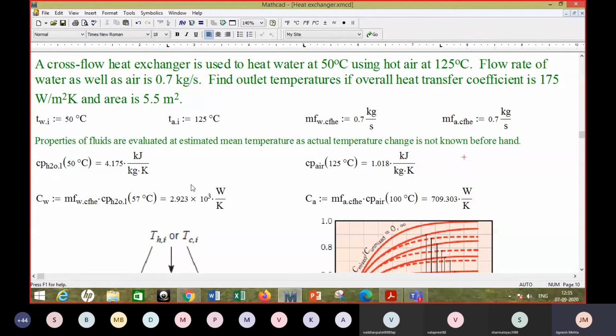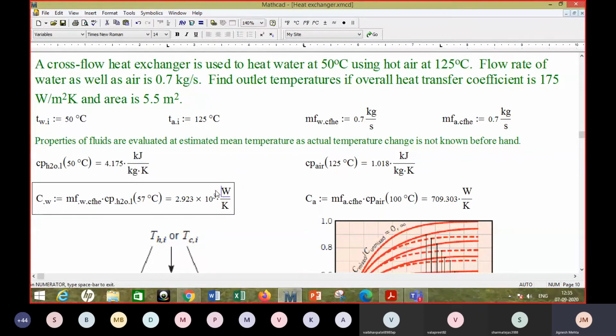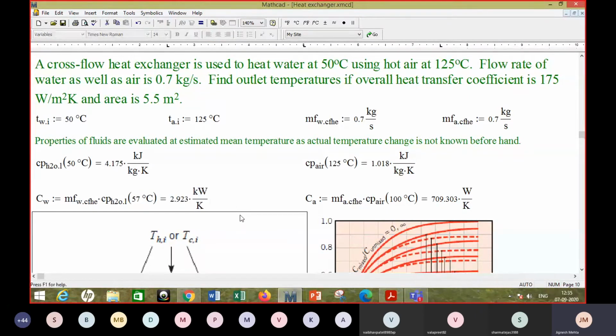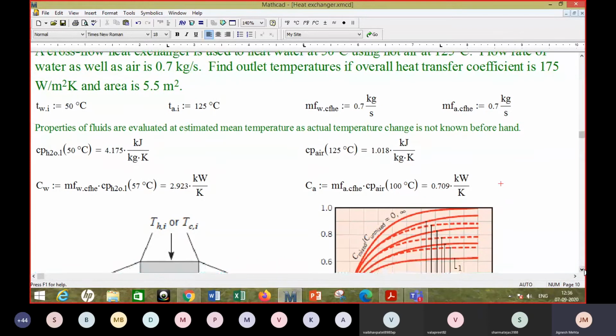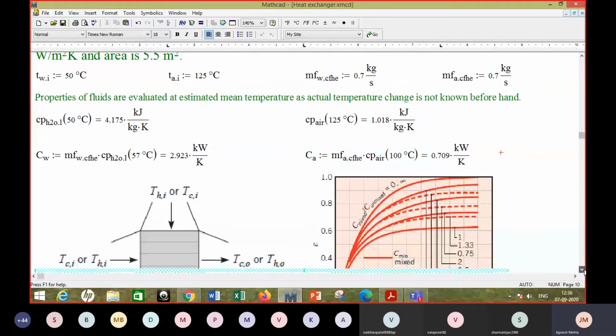Yeah, so let's find out the heat capacity rate. For the water, it's 2.923 kilowatt per Kelvin, right? And for air, it is 0.709 kilowatt per Kelvin, right? So these are the heat capacity rates. So you can see C minimum is that of air. Air has the lower heat capacity rate. That's the case most of the time when you are dealing with air or gas, right? They are generally the fluids which have lower heat capacity rate.